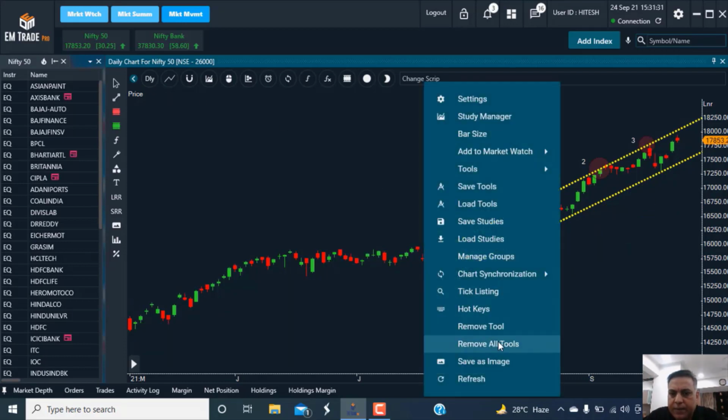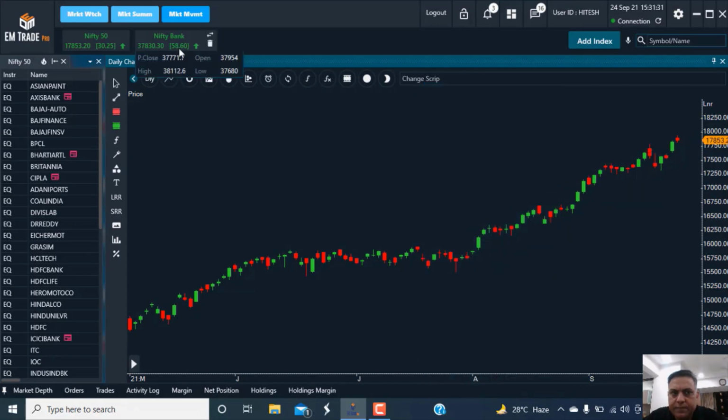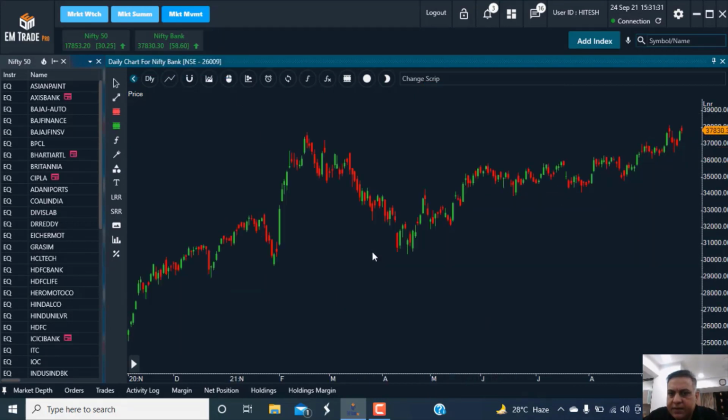Now I'll take you to the price chart of Bank Nifty. Bank Nifty is trading around the all-time high.